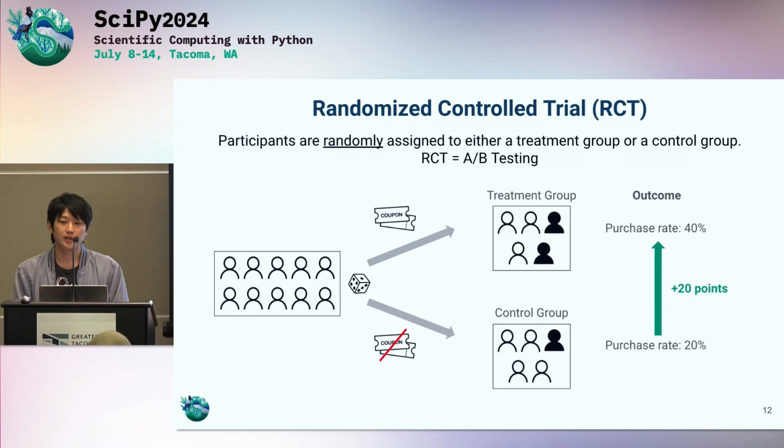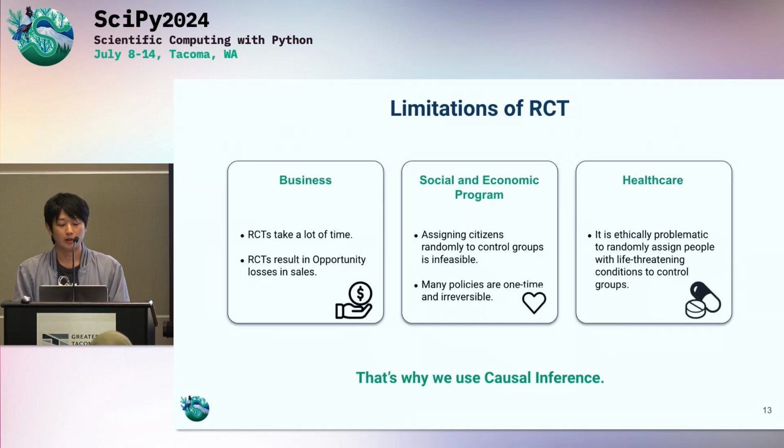Okay, so if we understand RCT, is everything perfect? Unfortunately, no. Despite its simplicity and robustness, we often face situations where RCT can't be used. For example, in a business context, conducting an RCT may require several weeks or several months, which is not always preferred. Also, with RCT, half of the customers do not receive the treatment, potentially resulting in opportunity loss. And in social and economic interventions, assigning citizens randomly to a control group is infeasible. Especially in the healthcare area, it is unethical to randomly assign people with life-threatening conditions into control groups and then give them a placebo. For those reasons, RCT is challenging in some situations. That's why we need to use causal inference in those situations.